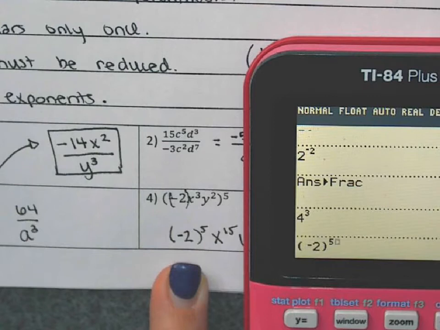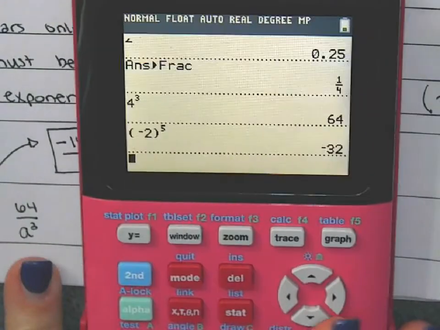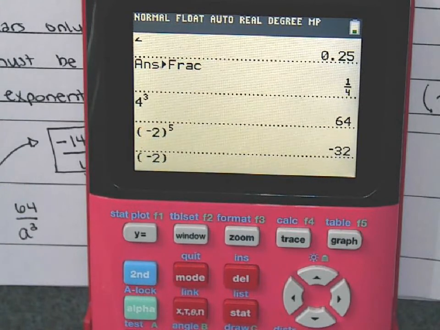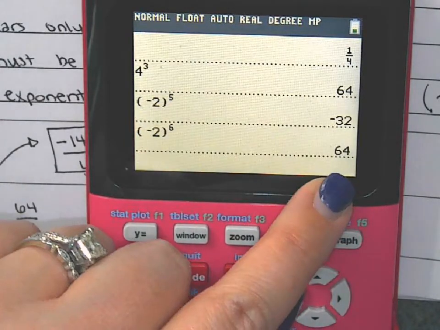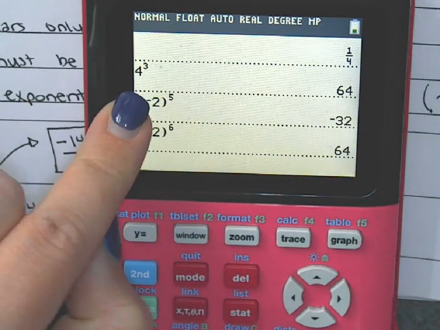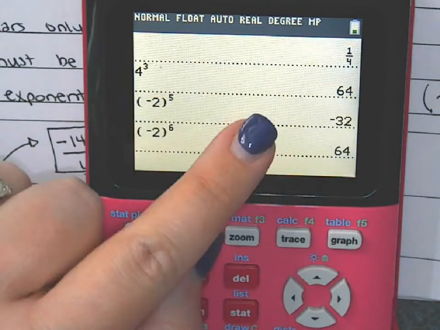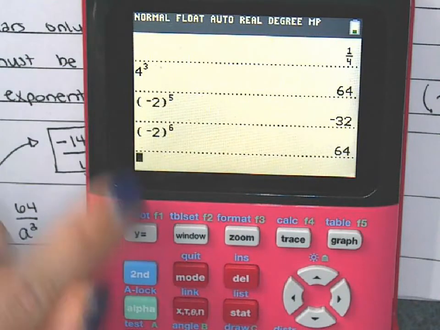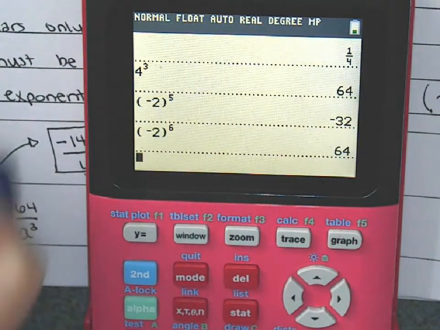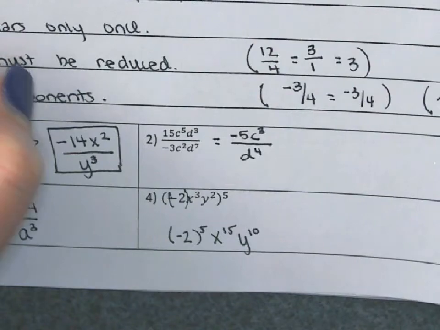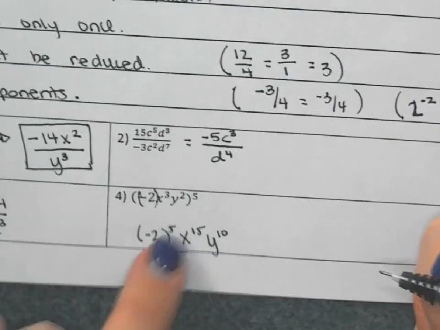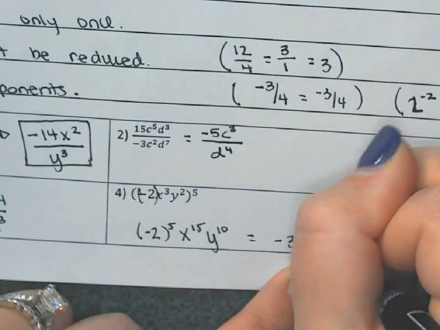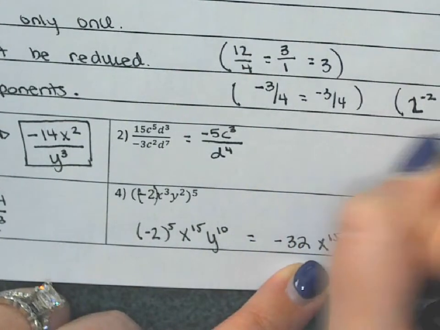Make sure that you put your number in parentheses because if negative 2 was being raised to an even power, it actually comes out as positive. So if you raise a negative number to an odd power, it's going to be negative versus the even power is positive. You don't have to remember that. As long as you know to put parentheses, you'll get the right answer. Okay, so it's important you use parentheses correctly. Negative 2 to the fifth power was negative 32, x to the 15th, y to the 10th.